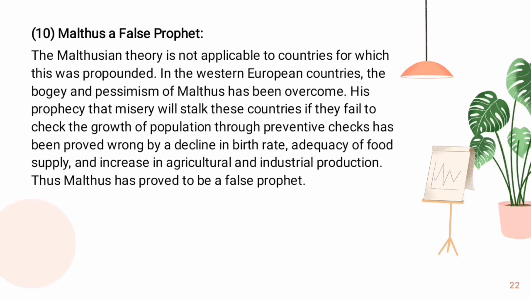So, now let's go for the last criticism and applicability. Malthus is a false prophet. The Malthusian theory is not applicable to countries for which this was propounded. In the Western European countries, the bogey and pessimism of Malthus has been overcome. His prophecy that misery will stalk these countries if they fail to check the growth of population through preventive checks has been proved wrong. By a decline in birth rate, adequacy of food supply, and increase in agricultural and industrial production. Thus, Malthus has proved to be a false prophet.